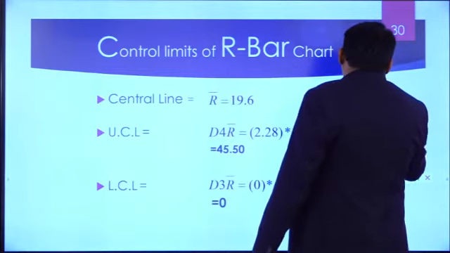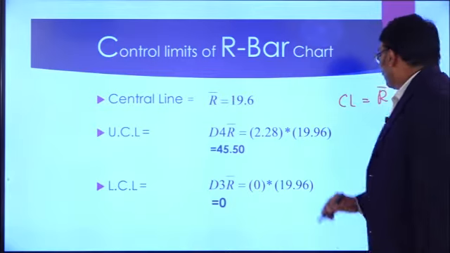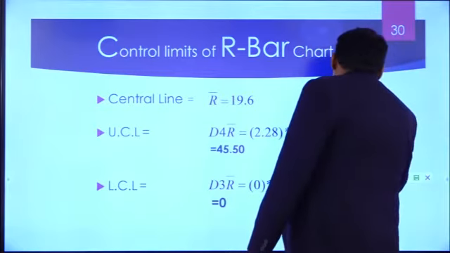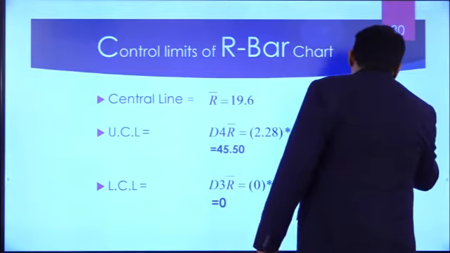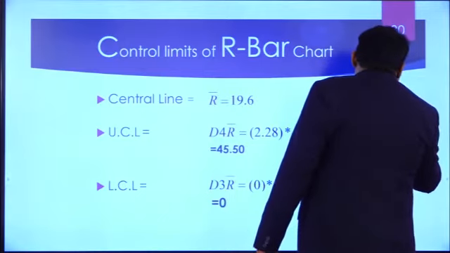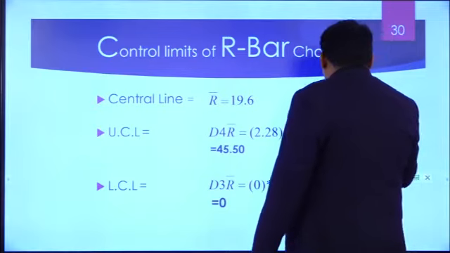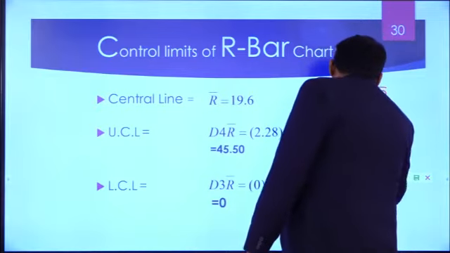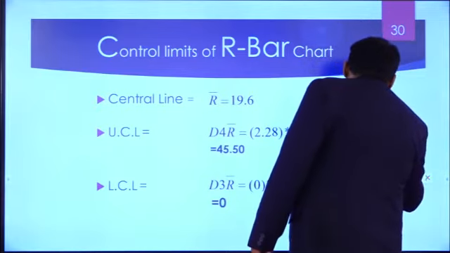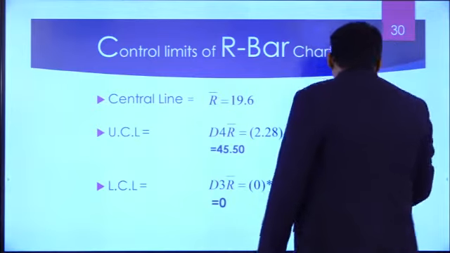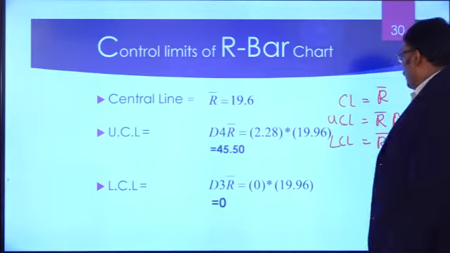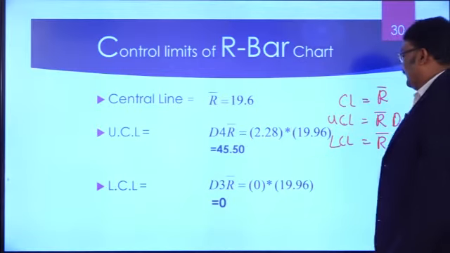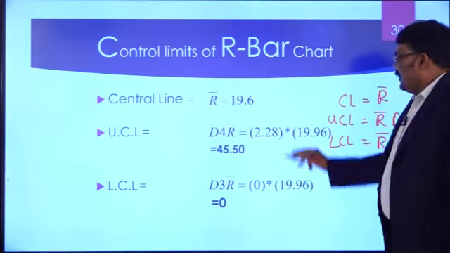CL is equal to R bar, UCL equal to R bar D4, or D4 R bar, whatever it is. LCL is equal to R bar D3. So, it is nothing but R bar multiplied with the D4 constant and R bar multiplied with the D3 constant, that is UCL and LCL.